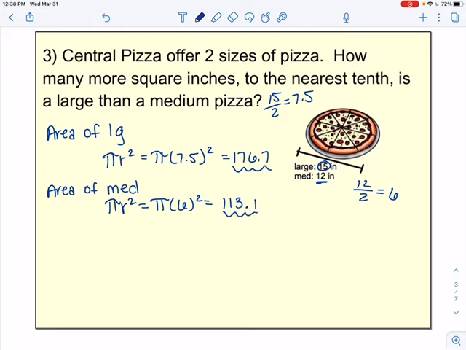And again, we want to know how many more square inches the large one is, so we're going to subtract here. So we'll take the area of the large, which is 176.7, and subtract out the 113.1, which will give us an answer of 63.6. So 63.6 is going to be your final answer there.